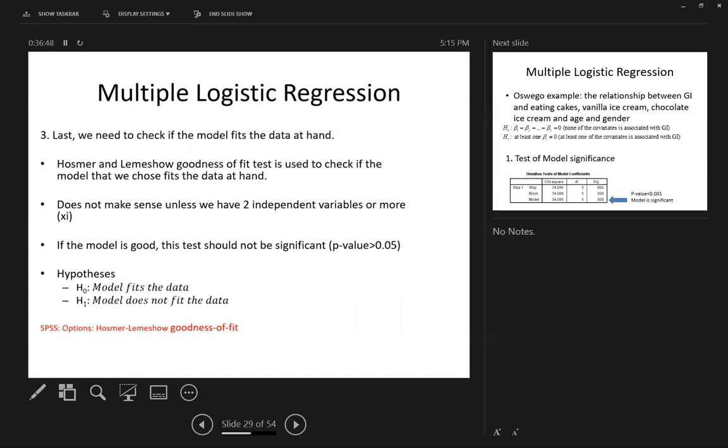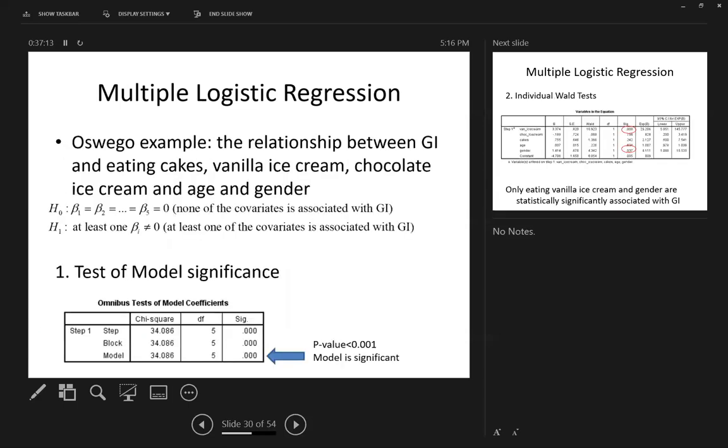And last, we need to check if the model fits the data. In the multiple linear regression, we look at the R-square, adjusted R-square. Here we look at the goodness of fit test, which we call Hosmer and Lemeshow, which tells me whether the model, with H0 being that it fits the data or does not fit the data. So if the p-value is not significant, it means it fits the data. If the p-value is significant, it means it does not fit the data.